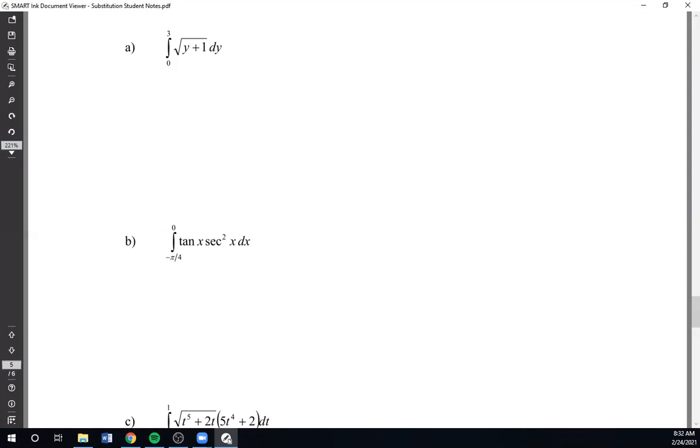All right, we have talked about substitution, and we're going to keep doing substitution, but today's just going to add one more step because we're going to do a definite integral this time.